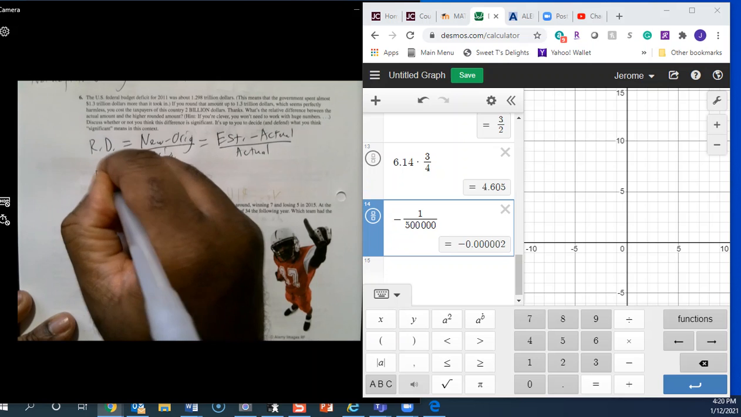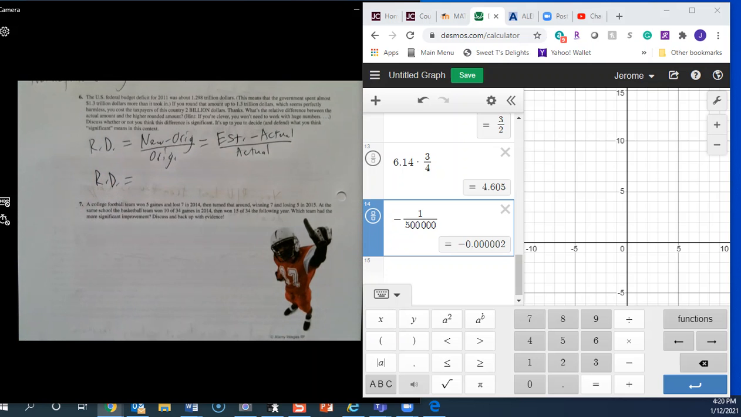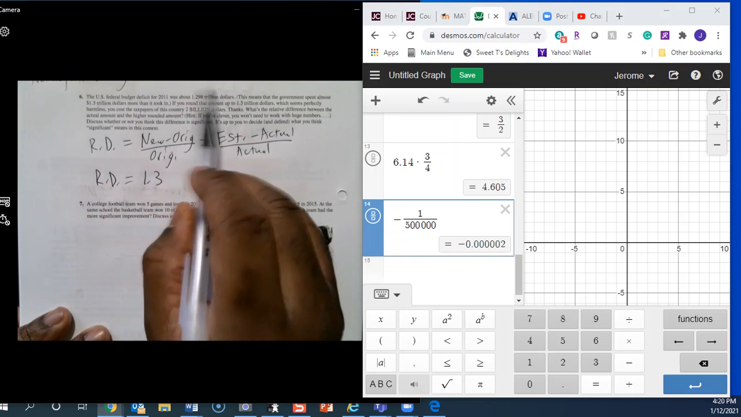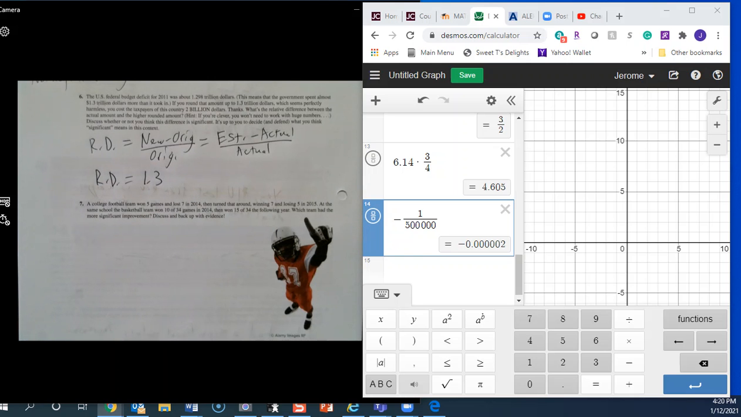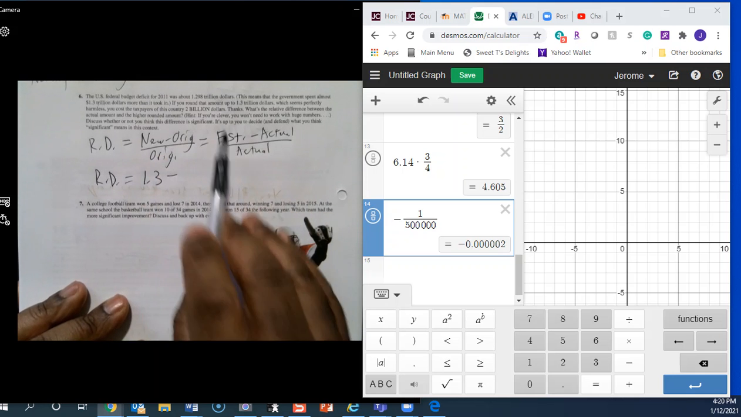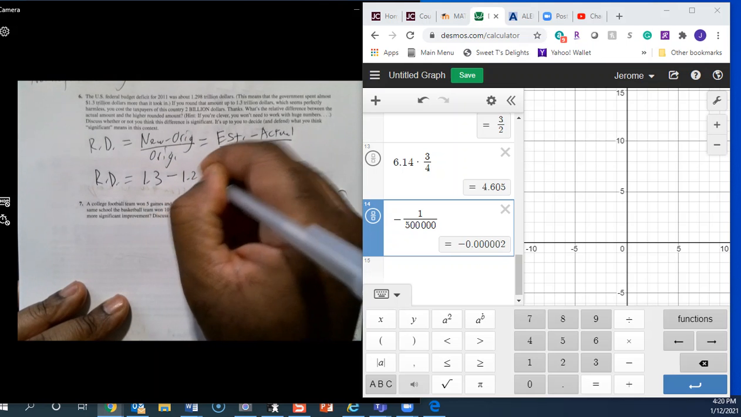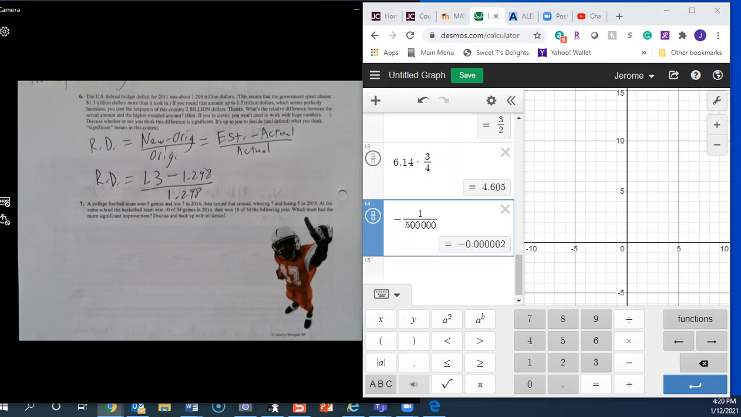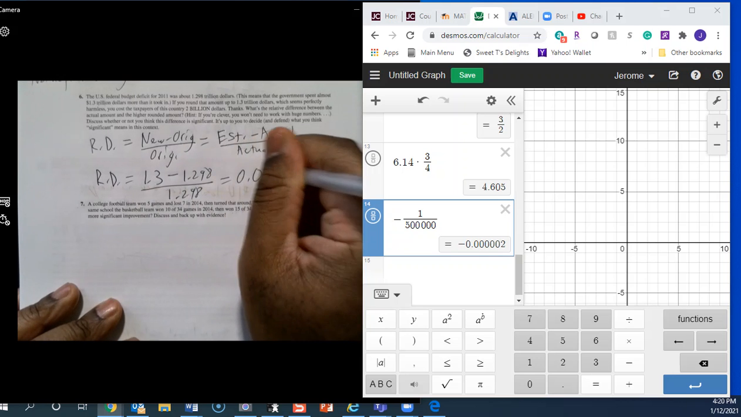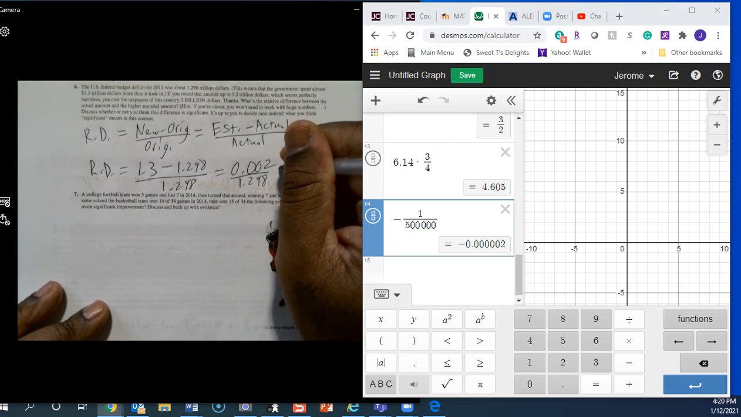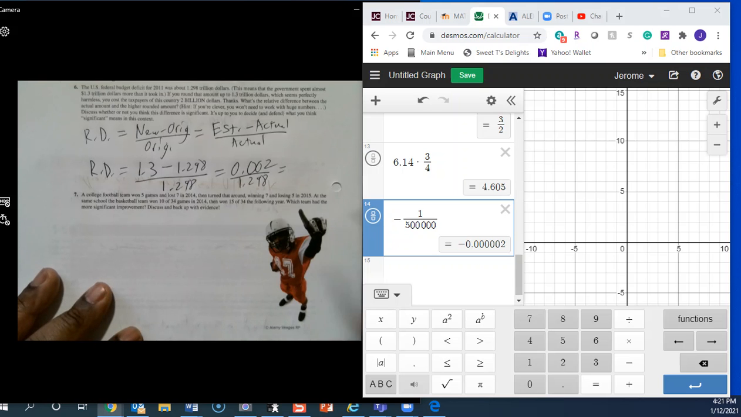So the relative difference, the estimate will be 1.3. Now, we don't have to write the word trillion because both of these have trillion behind them, so we know that this is in trillions. So it's 1.3 minus the actual, 1.298, divided by the actual, 1.298. So this will give us 0.002 all over 1.298.